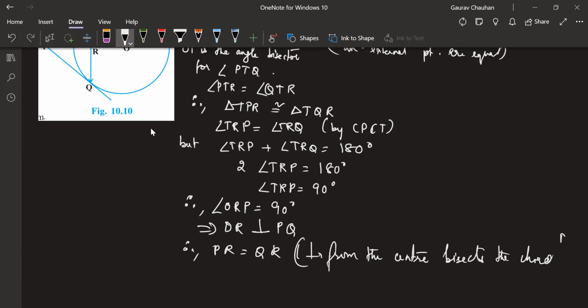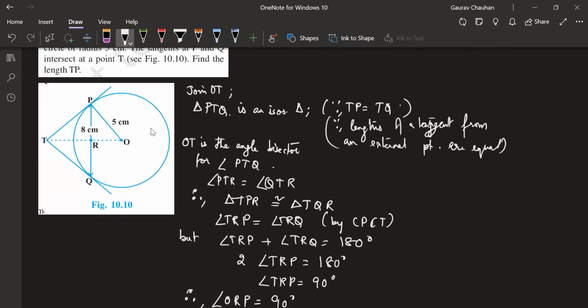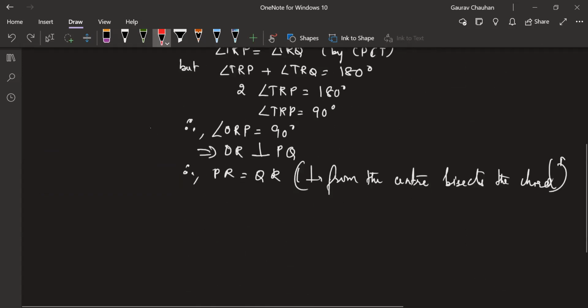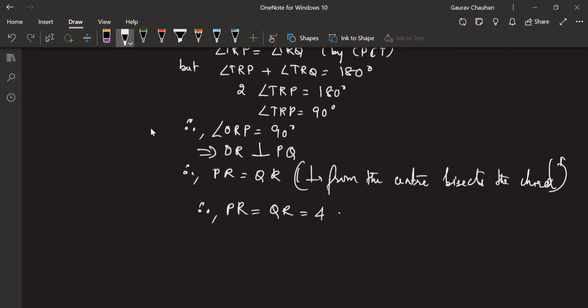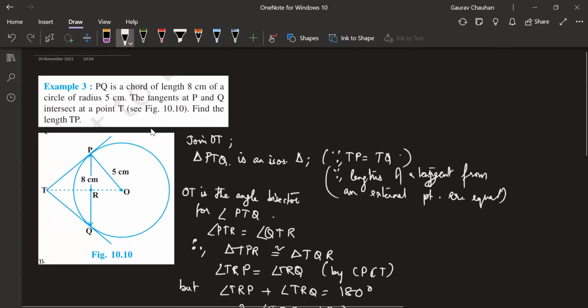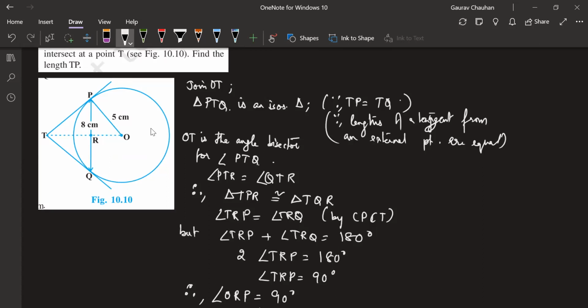All right. Now, what does that give us? We already know that the whole length of the entire PQ chord is 8 centimeters. So that gives us the length of PR. That will be 4 centimeters. Therefore, PR will be equal to QR, that will be equal to 4 centimeter. All right. So we have that now. Now we don't have to deal with this 8 centimeters full length anymore. We have got this length. This is 4 centimeter.